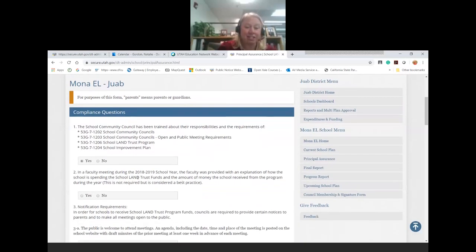2, in a faculty meeting last year, the faculty was provided with an explanation of how the school is spending the funds and the amount of money the school received from the program during the year. This is not required, but is considered a best practice. We have a training document on our website that you can use and fill in the blanks to provide your faculty with this information, or it can just be a brief item on the faculty meeting. Mary did do this, so I'm going to click yes.